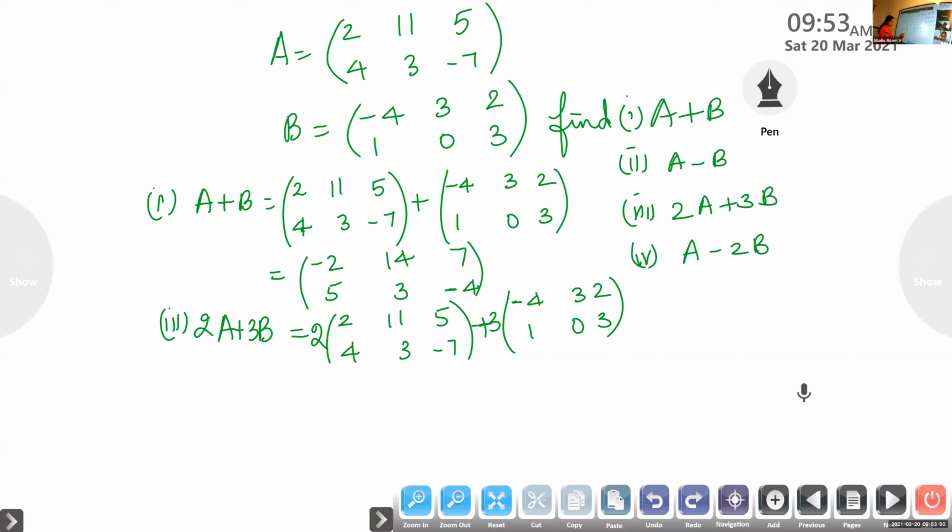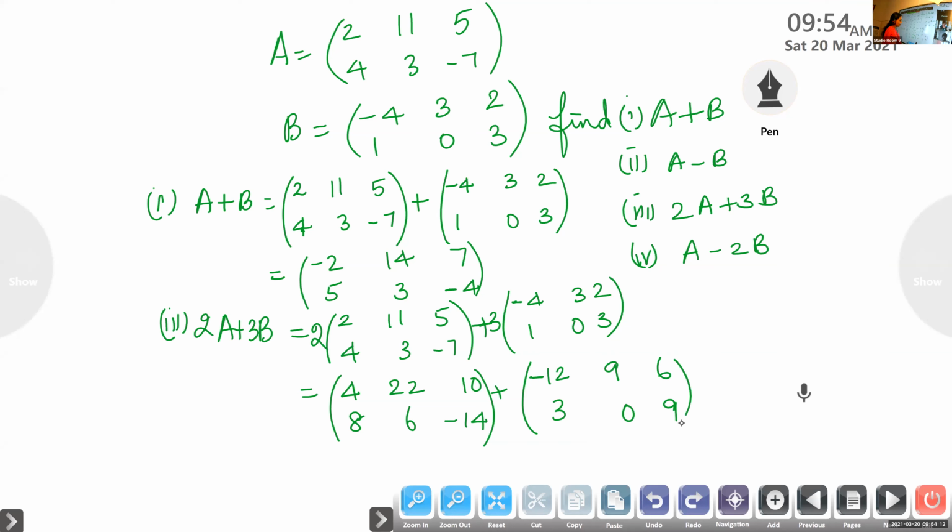Listen, children. 2a means multiply each entry of the matrix by 2. So we'll get 4, 22, 10, 8, 6, minus 14, plus, if you multiply this by 3, minus 12, 9, 6, 3, 0, 9. And add this, you'll get the answer. 2a plus 3b.